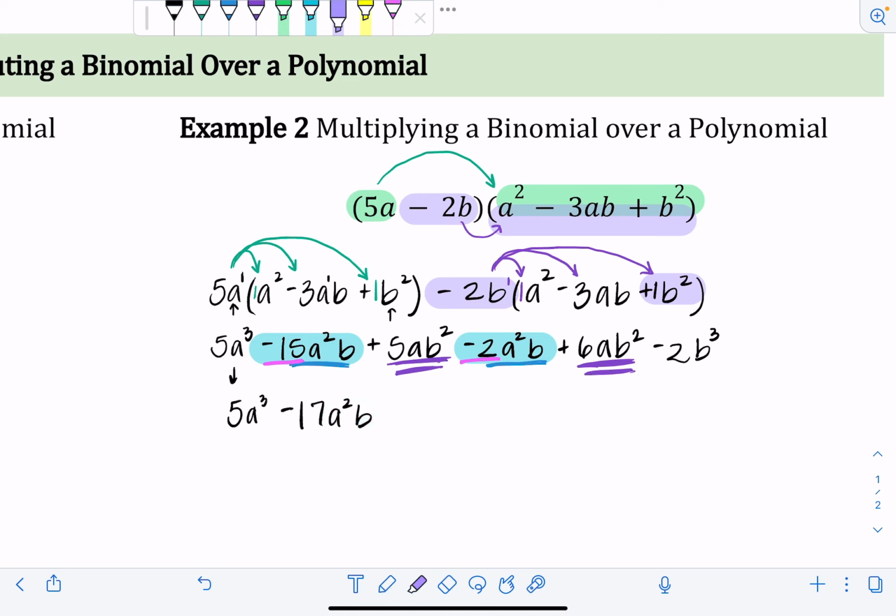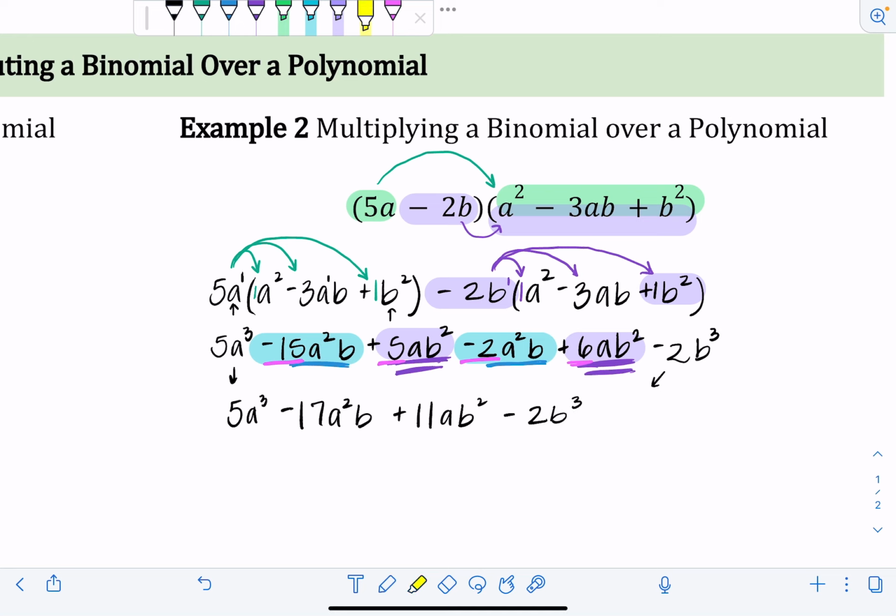And then now for the purples, 5ab squared and 6ab squared, I'm adding the coefficients 5 and 6. So 5 plus 6 is 11. And then the ab squared stays exactly the same. And then the minus 2b to the third power at the end, that one didn't have any like terms, any buddies, so I just copy that down. So minus 2b to the third power.